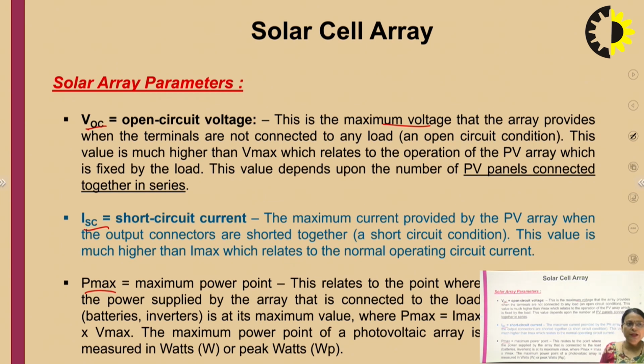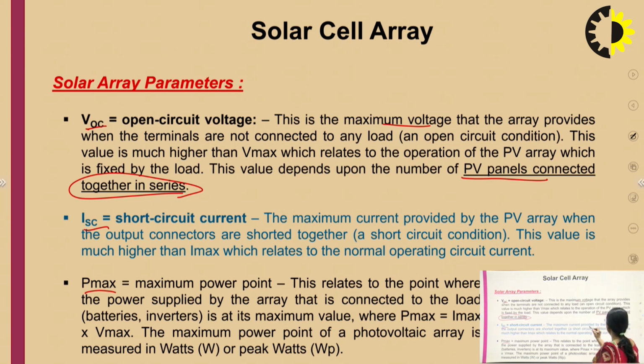So this voltage is as high as V max, which relates to the operation of the PV array, which is basically fixed by the load. So the number of PV panels connected together in series will be responsible for this value of the open circuit voltage.